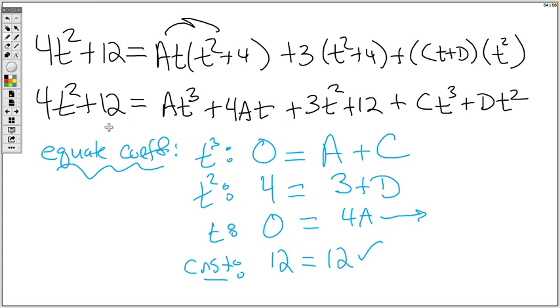I equated the coefficients of t. There's no t's over here. That's the only t there. That tells me that a is what? 0. This tells me d is what?